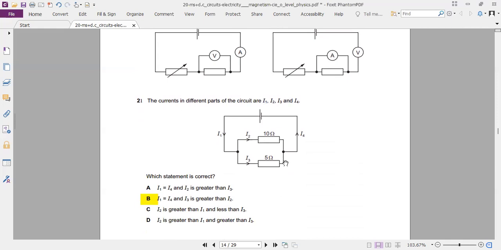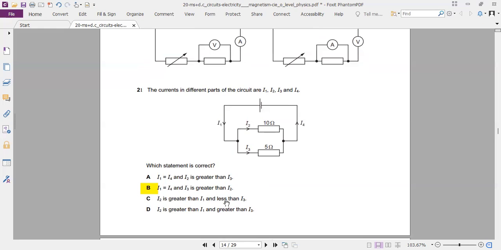I1, I2, I3, I4, all currents, which is correct? Well, we have I1 equals I4. First thing we should look for, so A and B. Now, I3 and I2 are not equal because different resistors. So I3 seems greater than I2 because of the less resistance. And that's the thing. I2 is greater than I3. No, I3 is greater than I2. So B is the choice.